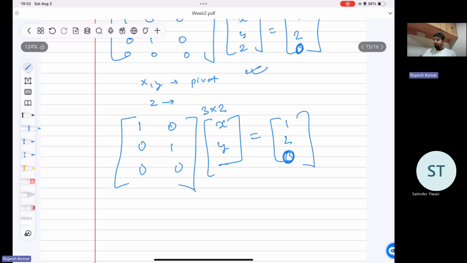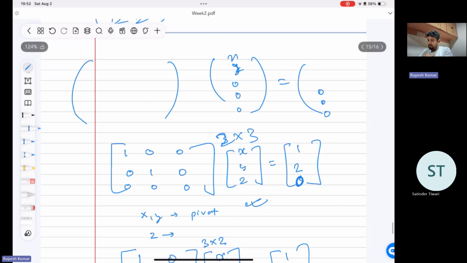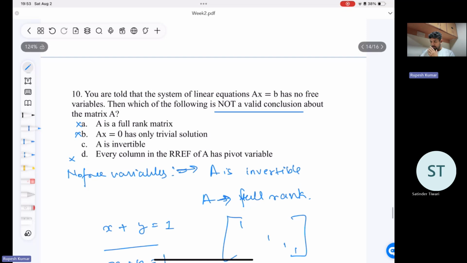In this case, in the overdetermined case, you have more variables than the number of equations. You will always get invertible if the matrix A is square, right? It will have at most one solution. But if it's not square, then it will be a full rank matrix, and every column has a pivot variable.